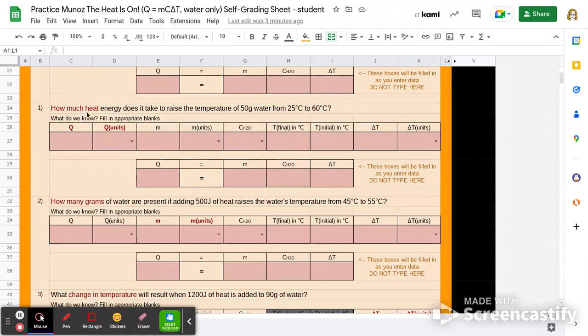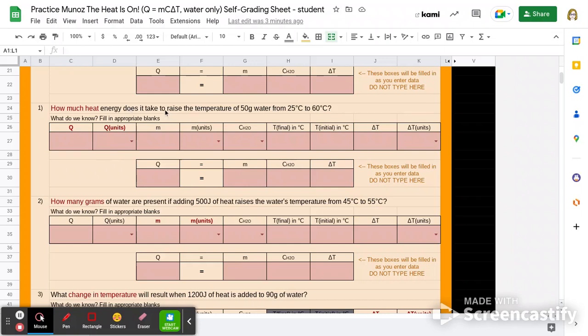Number one says how much heat energy, so that means you're going to be solving for Q. Q is going to be the last thing you fill in. If you notice right here, it says these boxes will be filled in as you enter data. Do not type here. It's this area right here where you will type.